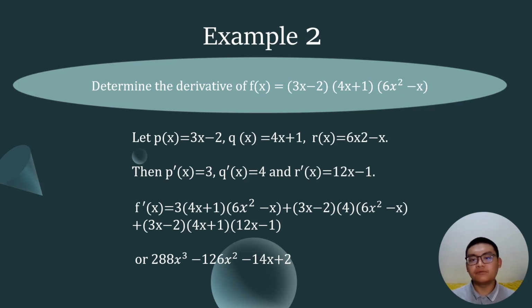So plugging in the values we calculated, we get f prime of x equals 3 times 4x plus 1 times 6x squared minus x, plus 3x minus 2 times 4 times 6x squared minus x, plus 3x minus 2 times 4x plus 1 times 12x minus 1. And we can also simplify this expression to 288x cubed minus 126x squared minus 14x plus 2.